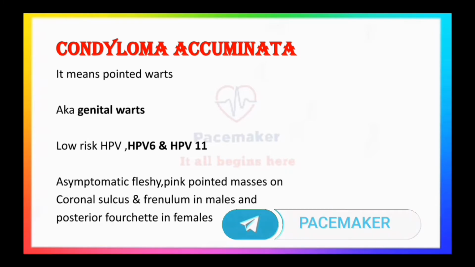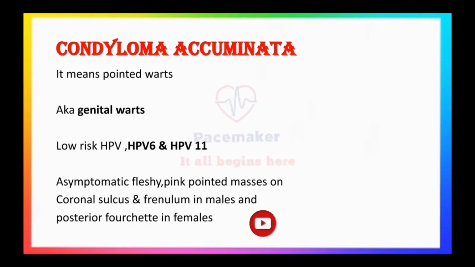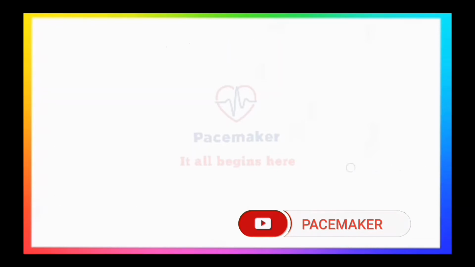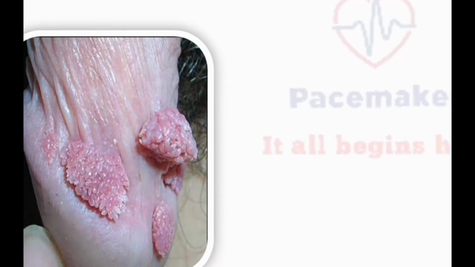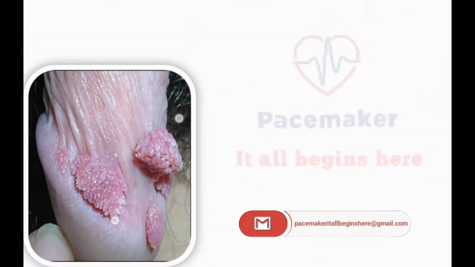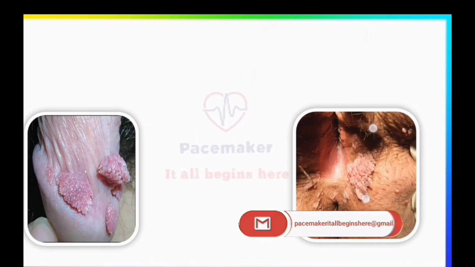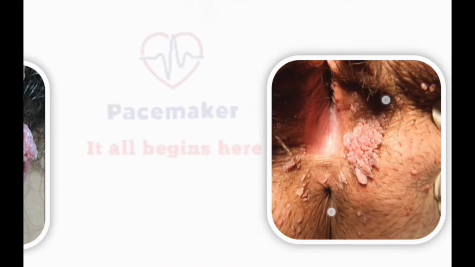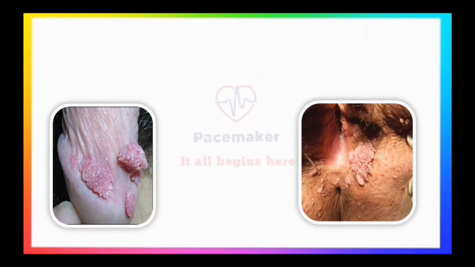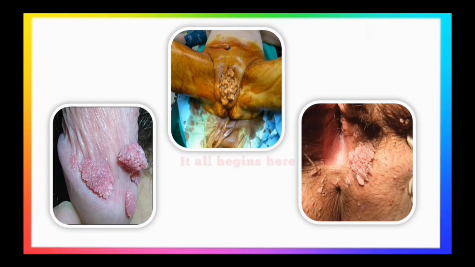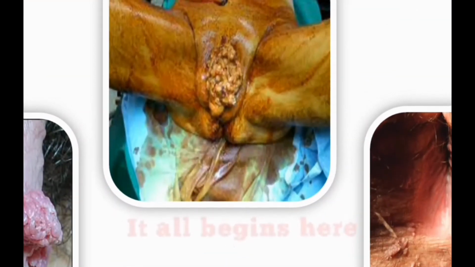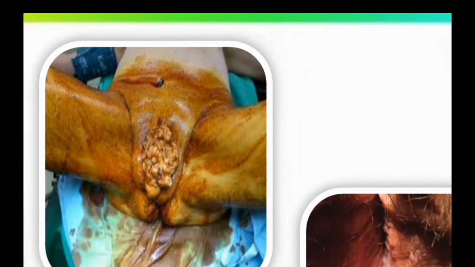The patient presents with asymptomatic fleshy pink pointed masses on the coronal sulcus and frenulum in males and the posterior fourchette in females. See, on the coronal sulcus you see an asymptomatic fleshy pointed mass, and on the posterior fourchette you will see these type of masses. And there is one more variant of condyloma acuminata, called giant condyloma. This is how it looks like.